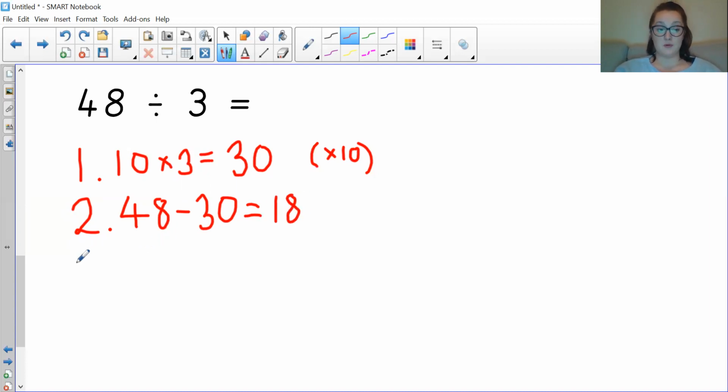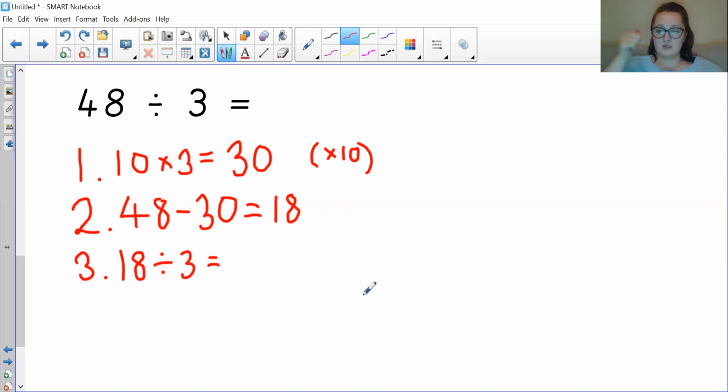Now, step number 3. What did we do here? Well, we used 18 and we needed to see how many groups of 3 we could get in that 18, didn't we? So 18 divided by 3. Now I think this is going to be another finger one, isn't it? So let's get our fingers ready.